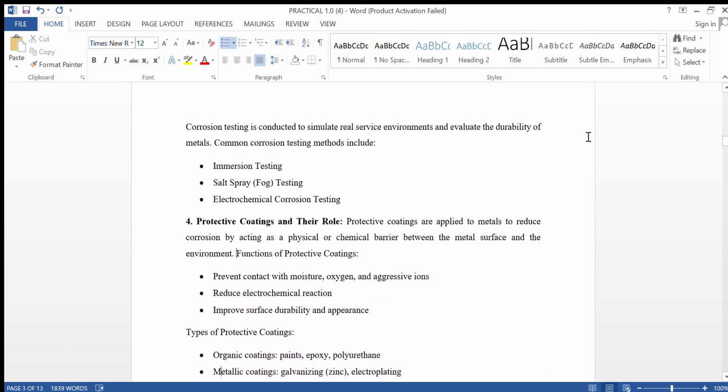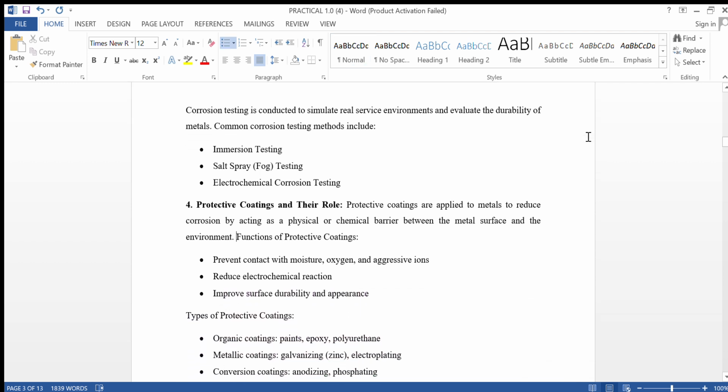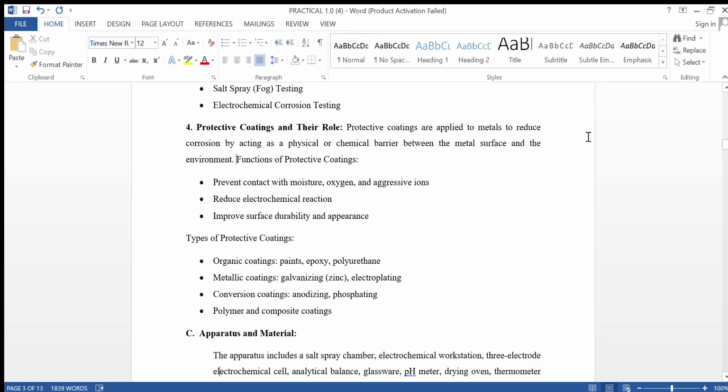Protective coatings and their role. Protective coatings are applied to metals to reduce corrosion by acting as a physical or chemical barrier between the metal surface and the environment. Function of protective coatings: prevent contact with moisture, oxygen, and aggressive ions, reduce electrochemical reaction, improve surface durability and appearance. Types of protective coatings: organic coating, paint, epoxy, and polyurethane; metallic coatings, galvanizing and electroplating; conversion coatings, anodizing, phosphating; polymer and composite coatings.